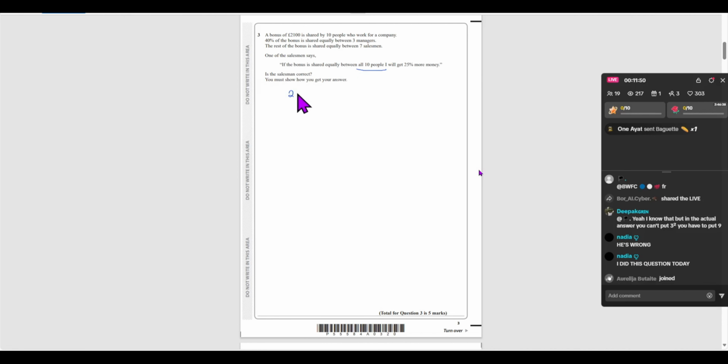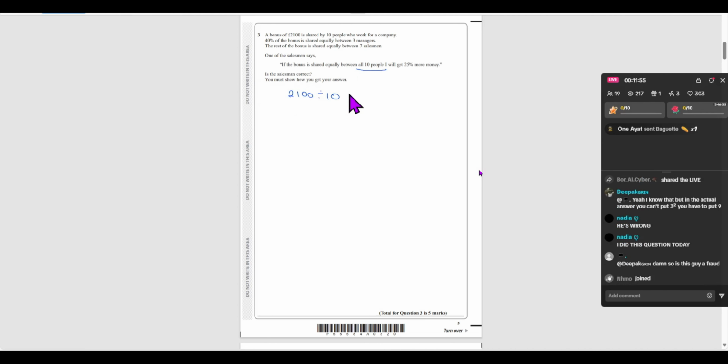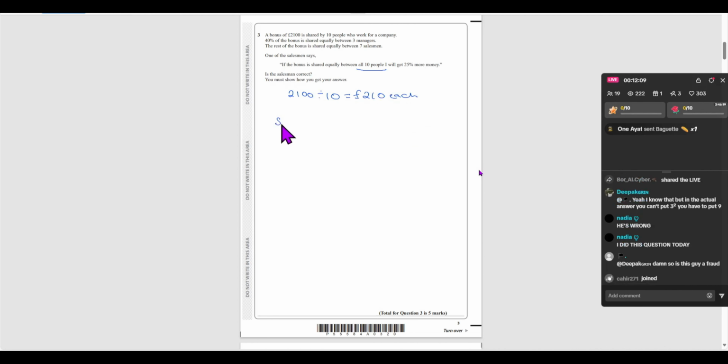So if we divide 2,100 by 10 equally, then we will get £210 each. If they did it equally, okay? Each person will get £210. Now, we can look at this and see that the salesman gets 60% of the 2,100, because the managers get 40%, okay?